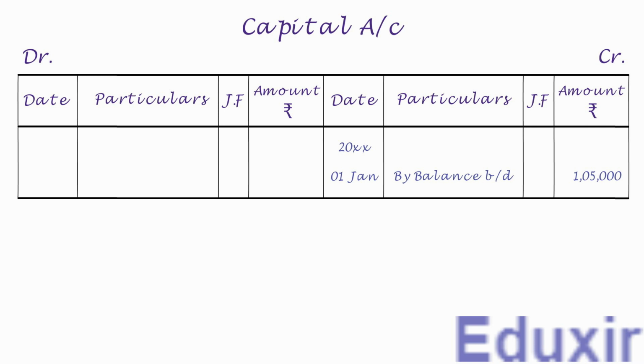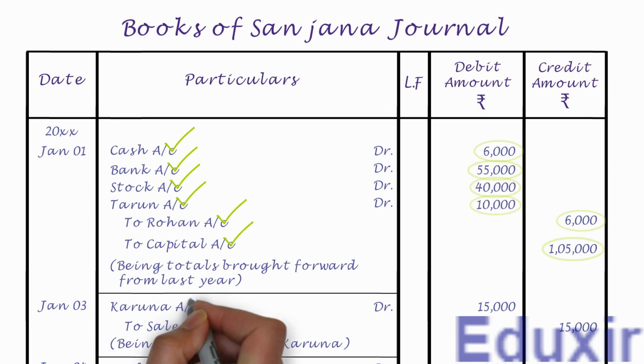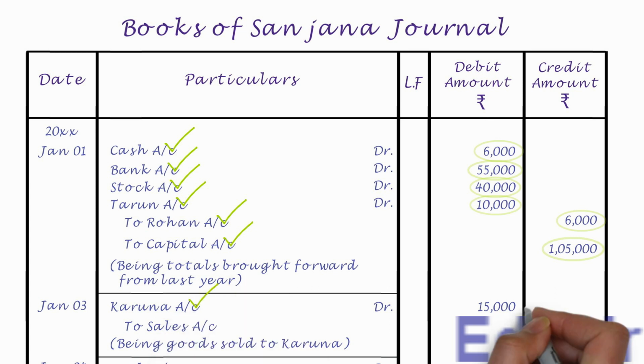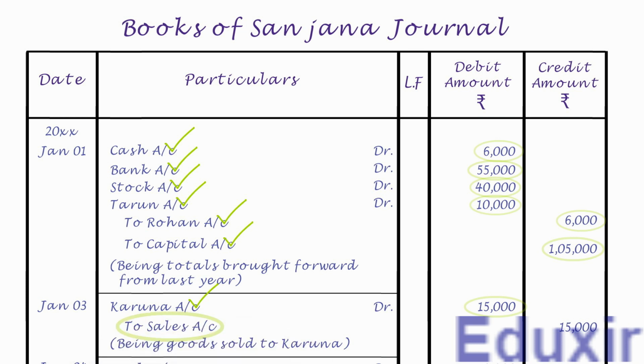Let us now take up the next entry. As the name suggests, it needs to be posted on the debit side of Karuna account and the debit amount is 15,000 rupees. Note that the details that need to be posted into the particulars column is sales account. For posting this entry, we need to create a ledger account for Karuna as it is not yet created. Let us first write the title as Karuna account.